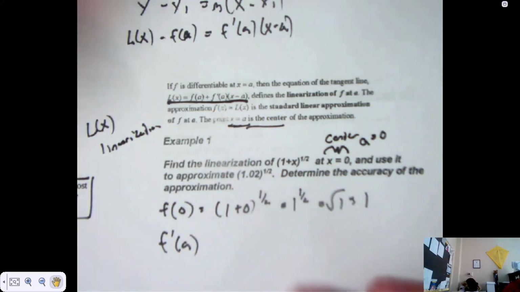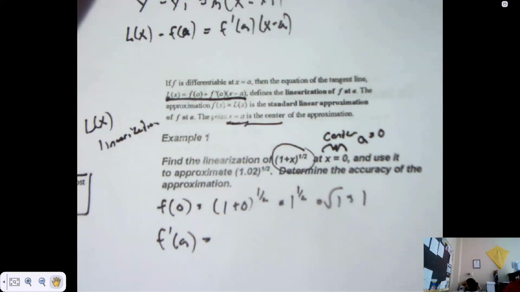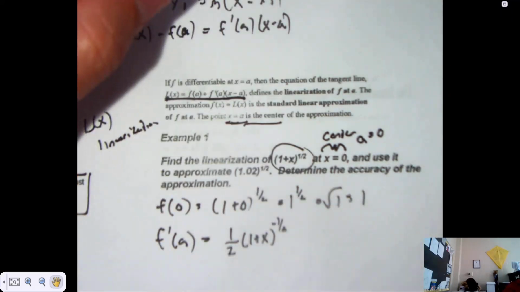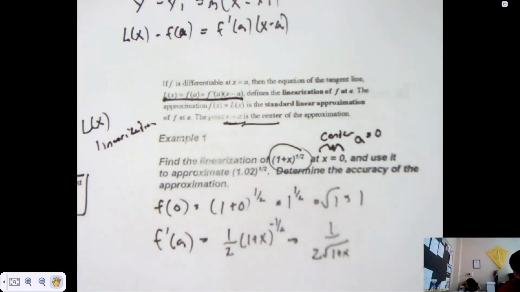I'm also going to have to know f prime of a, which means I got to take a derivative. Here's the function, 1 plus x to the 1/2 power. Where's the half go? Out front. And then you'd have 1 plus x to the negative 1/2 because you decrease the exponent. And if you follow the chain rule, you're going to take the derivative of 1 plus x. What is the derivative of 1 plus x? 1. So we're not going to write anything else down. And I'll rewrite that. That's 1 over 2 square roots of 1 plus x.